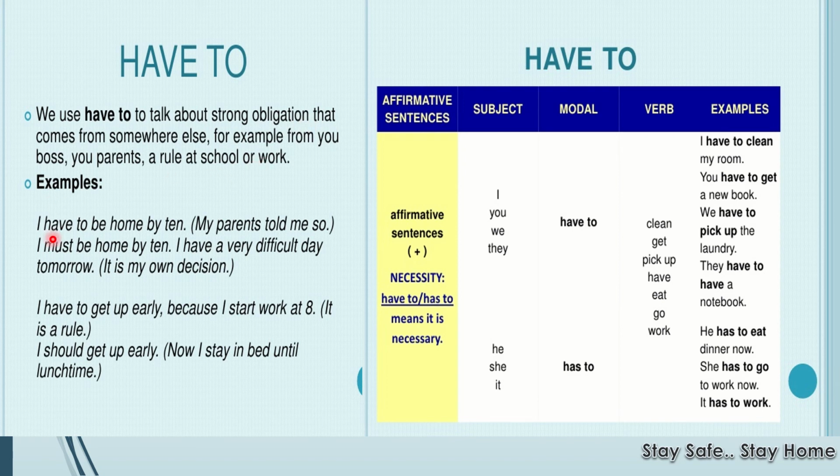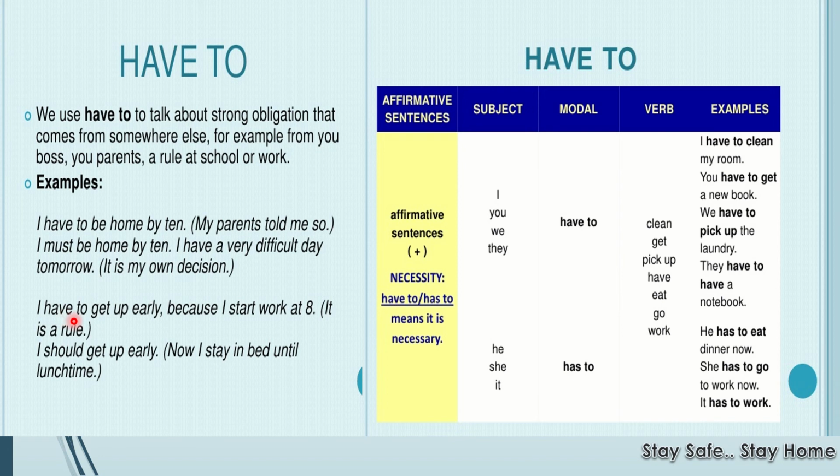Examples in this: I have to be home by 10. My parents told me so. So does this guy who has to be home at 10 have any choice to be at home later than 10? Maybe 10:15 or 10:30? No. He has to be. When he said, I have to be home by 10, khalas, there's no choice. 10, 10. He's obligated to do it. He's forced to do it. And that's why we use have to to express obligation.